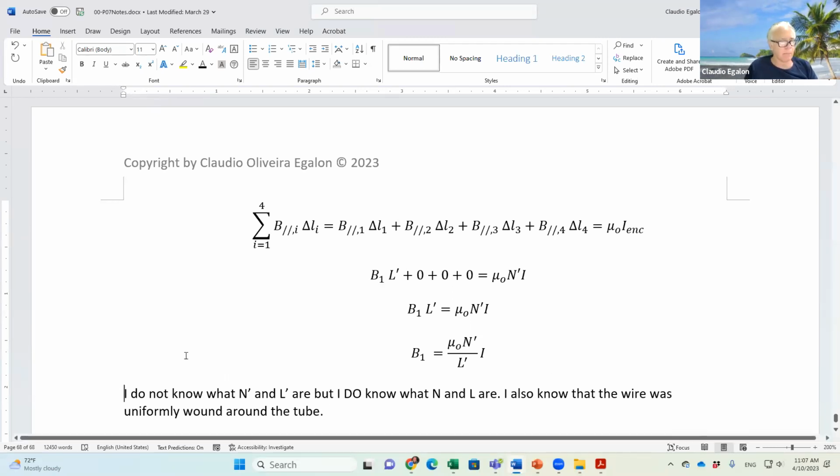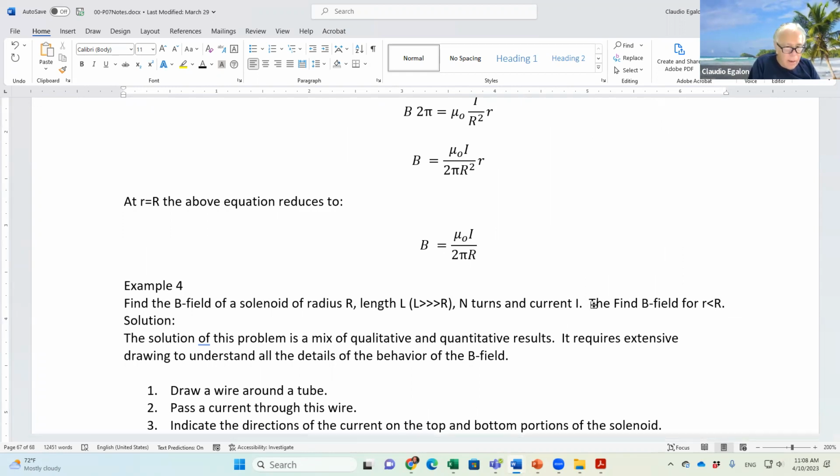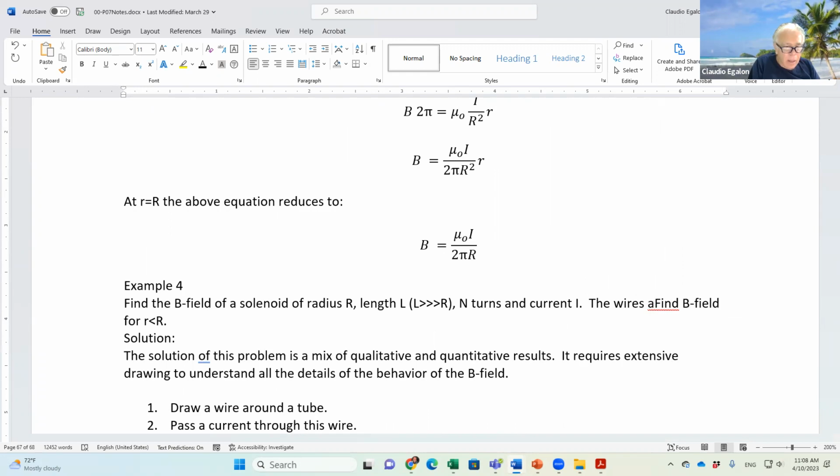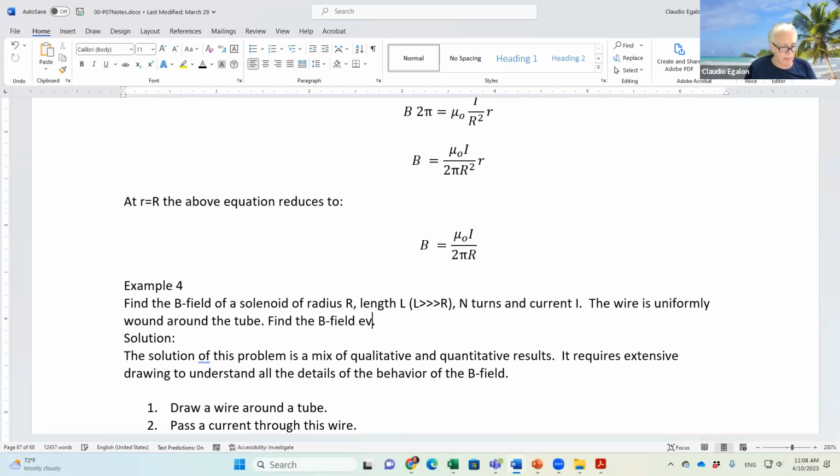So here you go, find the B field of the solenoid of radius big R. Let's put that here. The wire is uniformly wound around the tube. Find the B field. It doesn't have to be just r less than big R. Find the B field everywhere, in the solenoid, for r less than big R and r greater than big R.